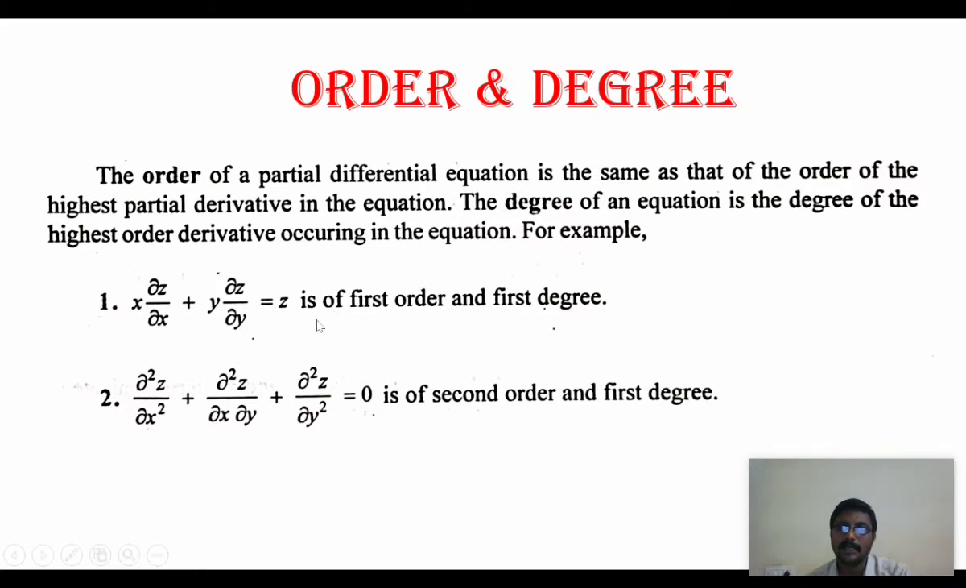The highest order derivative is the first order derivative, so the order is 1, and the degree, with whole power 1, is 1. Suppose we take the second equation. It is known as a second order partial differential equation, because the highest order derivative is the second order derivative, and its power, that is dou square z by dou x square whole power 1. So these second order partial derivatives have degree 1. So the degree of the equation is 1. The second example is a second order partial differential equation with first degree.